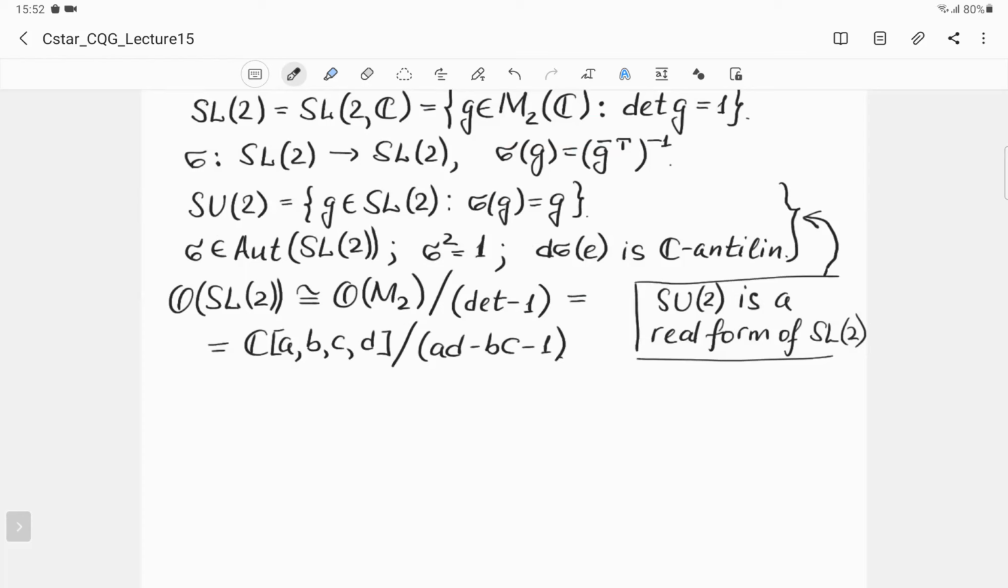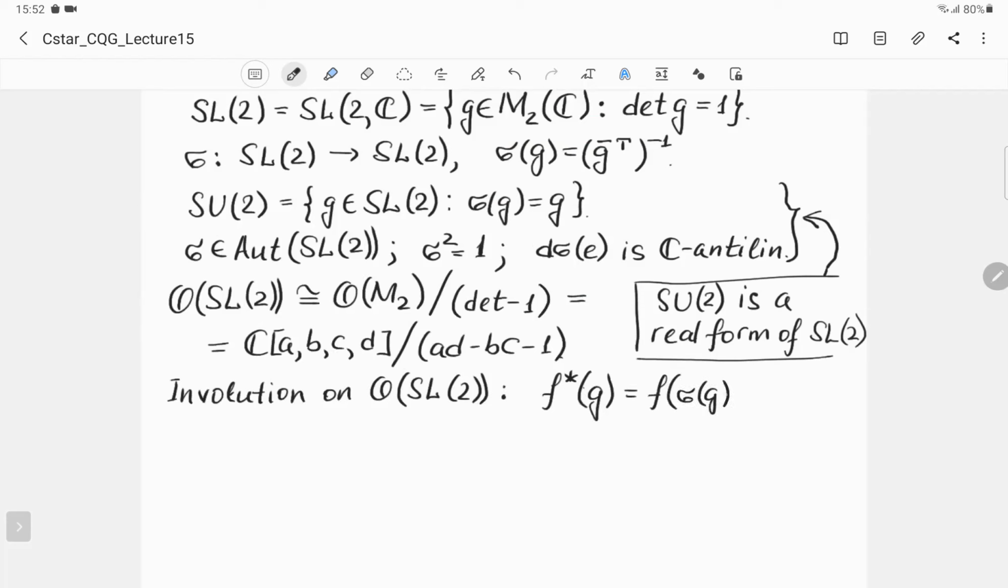Let's now observe that this algebra has an involution. An involution on this algebra can be defined by the following formula. If f is a regular function, then we define f star of g to be the complex conjugate of f of sigma of g. It's easy to see that this is indeed an involution. So the algebra of regular functions becomes a unital star algebra.